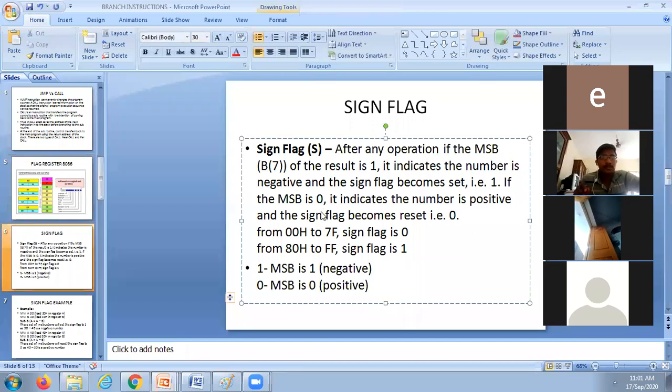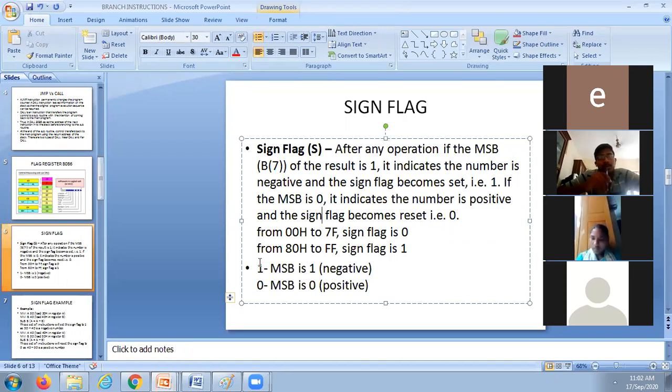Here, what do you mean by sign flag? We are going to discuss one by one: when it will be 1, when it will be 0, etc. The 7th bit of the flag register is the sign flag. So when will it be set, and when will it be reset? When the sign flag is 1, what is the meaning of that?